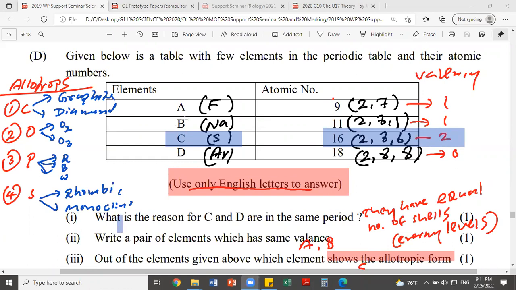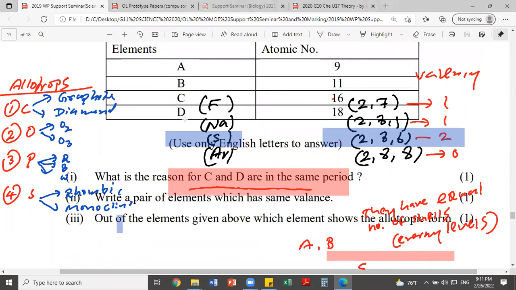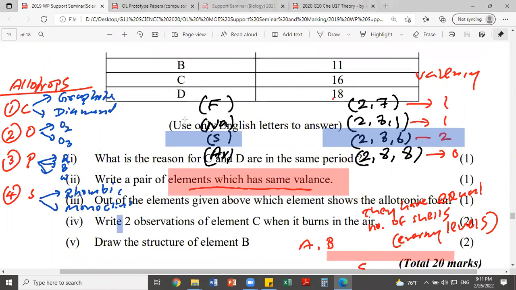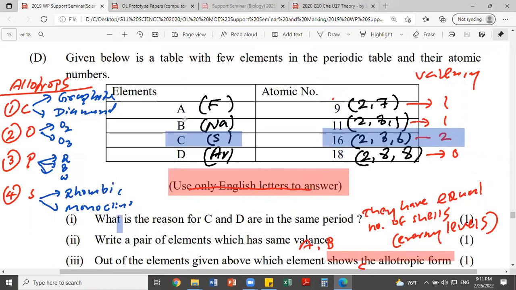2 observations when you burn sulfur. C means sulfur. Can you remember now? You can understand the benefit of writing the real symbol, right? Rather than C burning in air, when sulfur burns in air, you get the point, no? You can easily tell the answers. When sulfur burns in air, the 2 observations. Part 4 answer, who can tell me? I will ask for the answer. Afan.